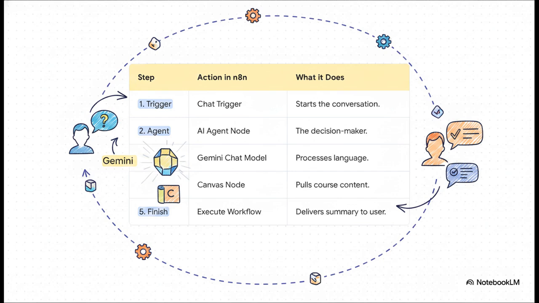Okay, so let's put this all together and see the whole flow. This table lays it all out for an agent that can summarize a course for a student. See? The user asks a question, the agent's Gemini brain figures out it needs info from Canvas, it uses the Canvas tool to grab it, and then it gives the summary right back to the user. It's a perfect autonomous workflow.